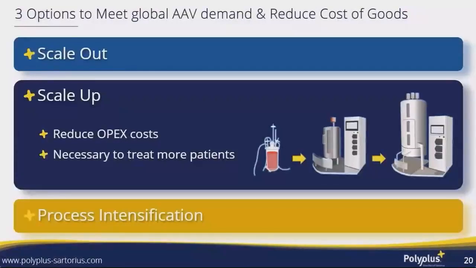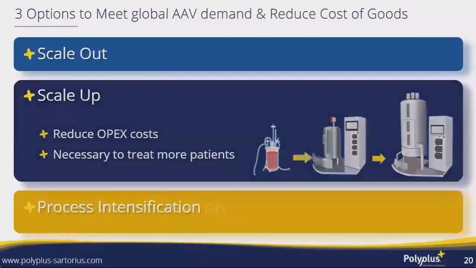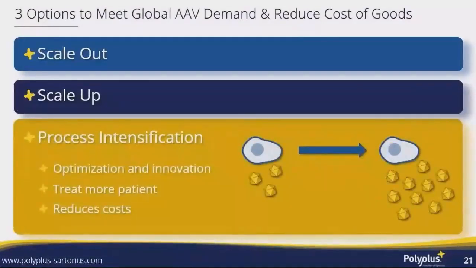Now, scale-up is important, but we do believe that it will not be sufficient currently for the AAV market. So it's still in its infancy, so there is a lot to do on process simplification as well. And by process simplification, I mean basically optimizing our process to be able to produce from one cell more AAV capsids, but actually also more AAV in terms of quality.